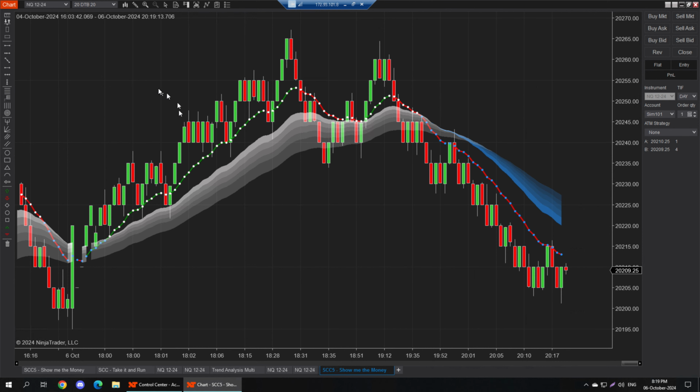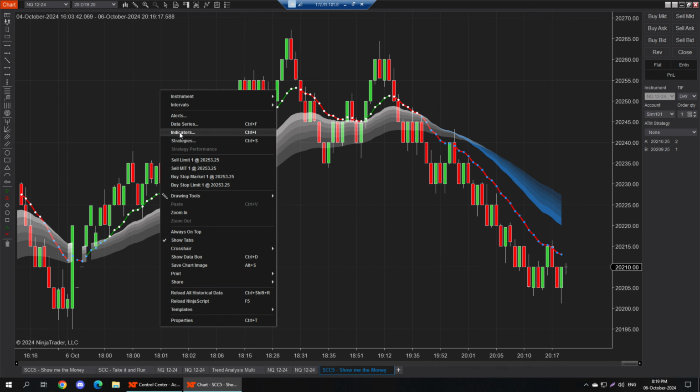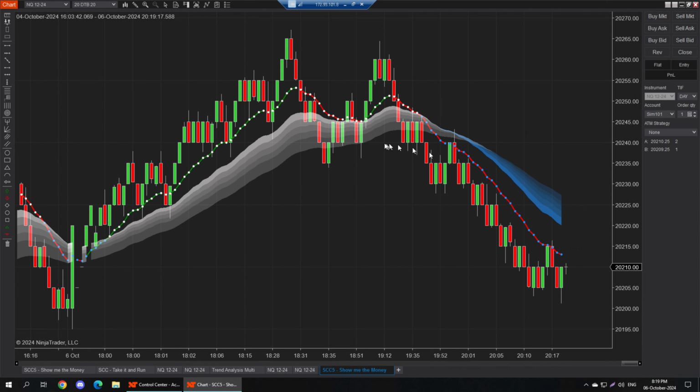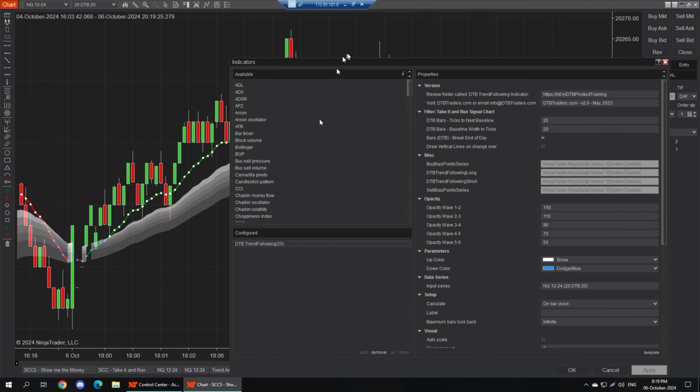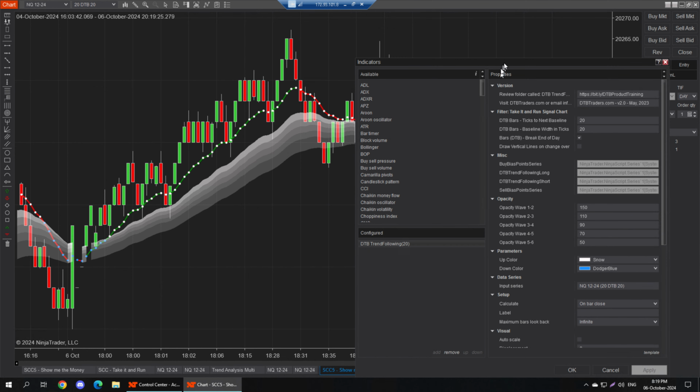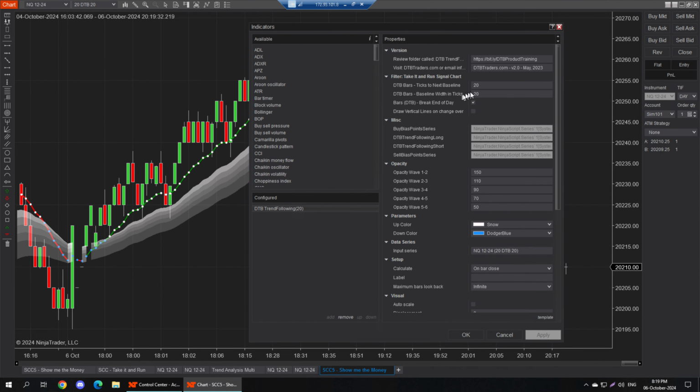Looking at this, what I have included now is the ability to adjust the opacity of these levels. So if you go into the indicator setting, you'll see over there that first of all, you can choose the bar size that you're working with. So always work with a bar size that is smaller than or equal to the chart that you have it on.